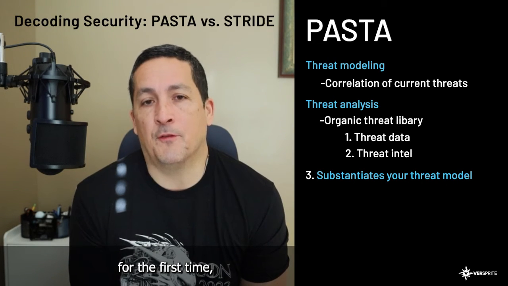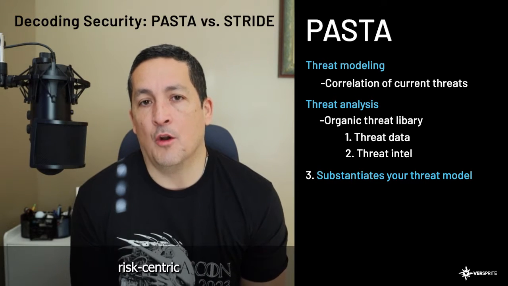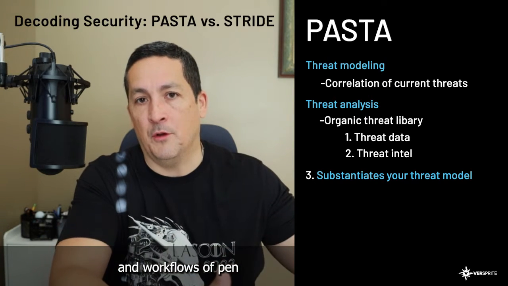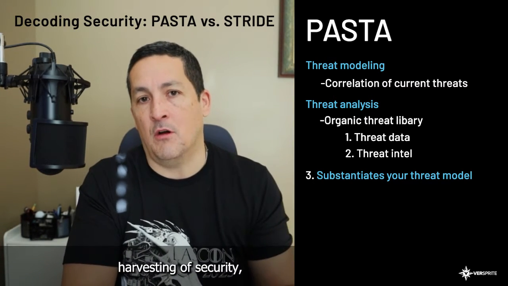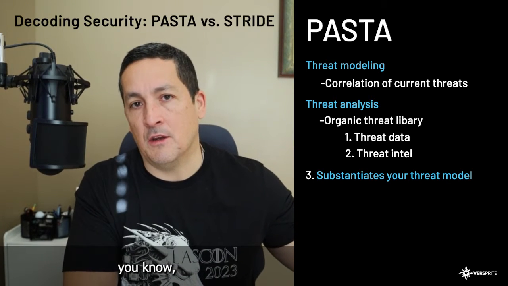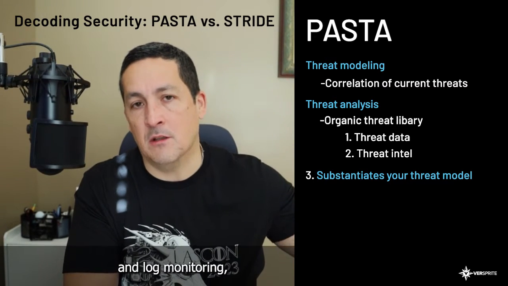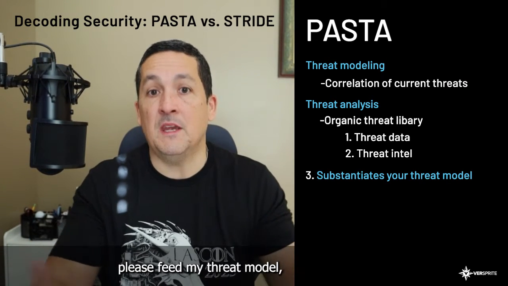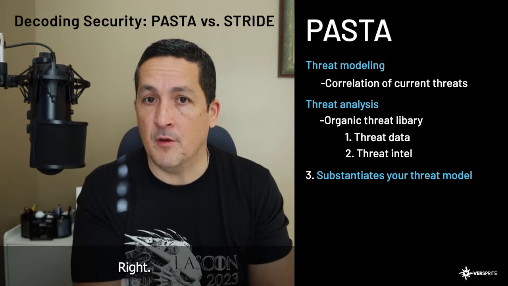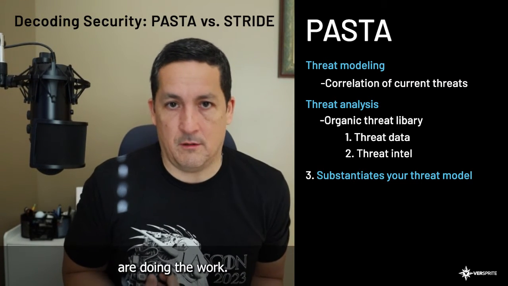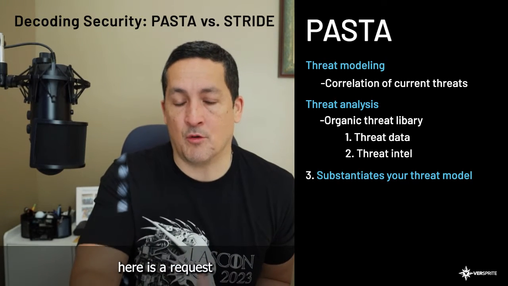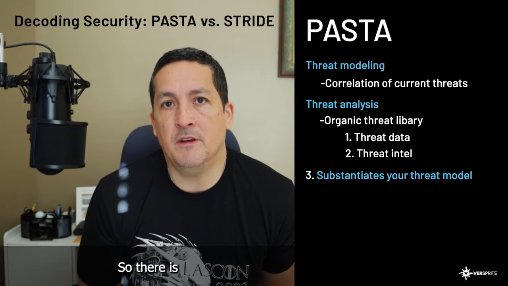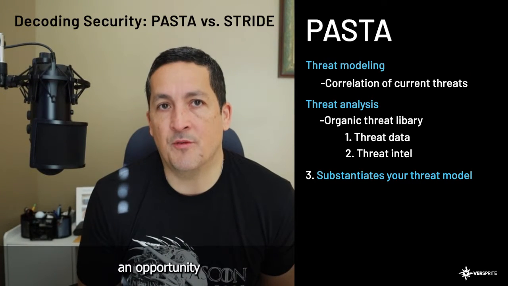What you're doing is, for the first time, unlike any other activity, risk-centric threat modeling is embellishing existing processes and workflows of pen testing, of threat intel harvesting, of security operations, event and log monitoring, all these different silos, saying, please feed my threat model, but with these parameters. So the security champion is not doing the work. It's literally just, here is a request with these conditions, please feed me. They might come up with nothing. So there is that major difference: PASTA provides an opportunity.